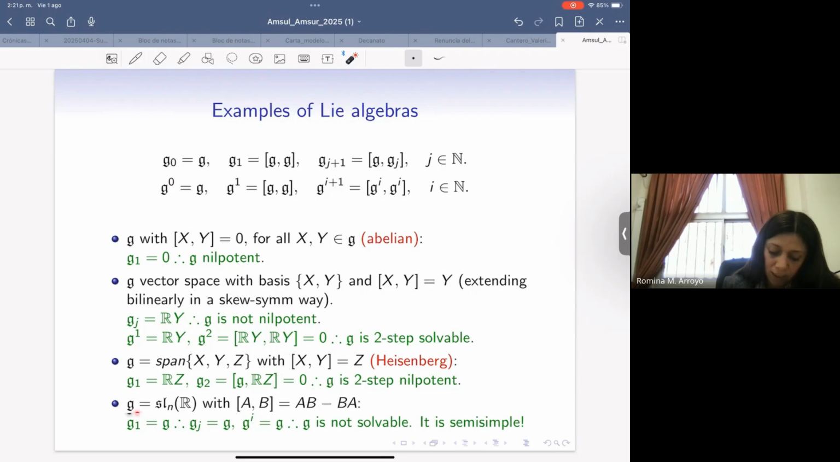Here we can take square matrices of size n, traceless, with this bracket, and this is going to be a Lie algebra. And if you compute the first series and the second one, you're always going to get g. So this is not solvable, therefore it is not nilpotent, and these are called semi-simple. Okay.